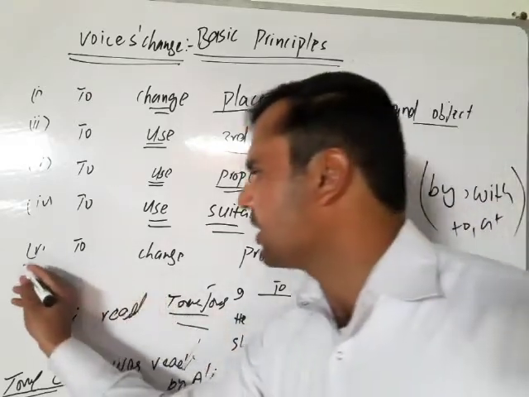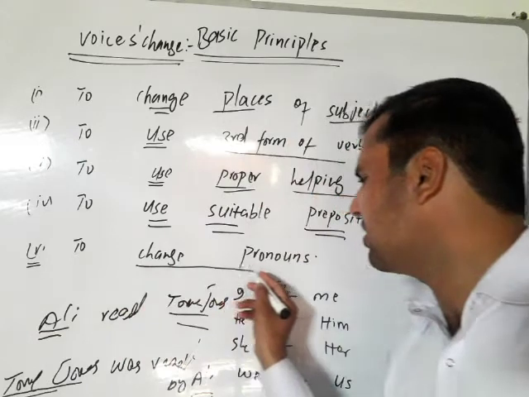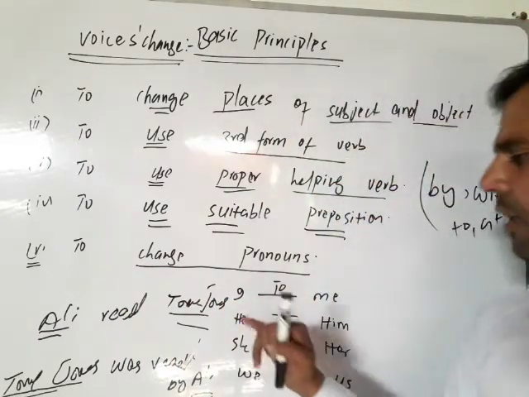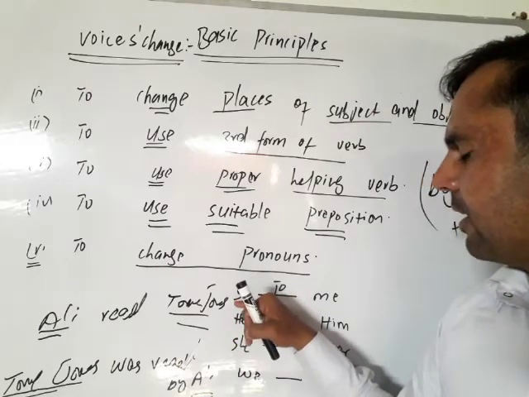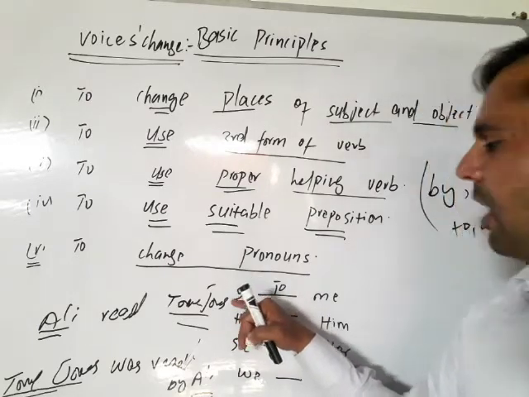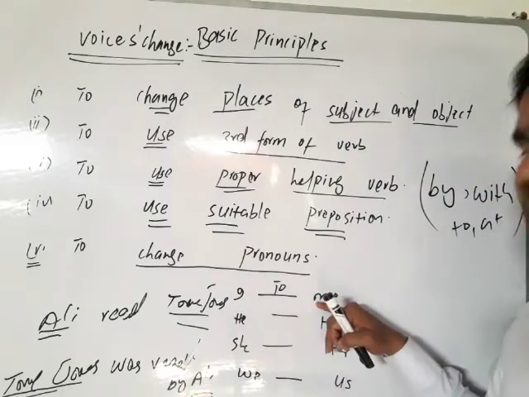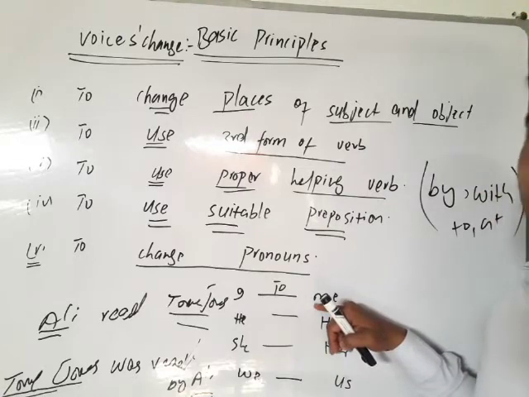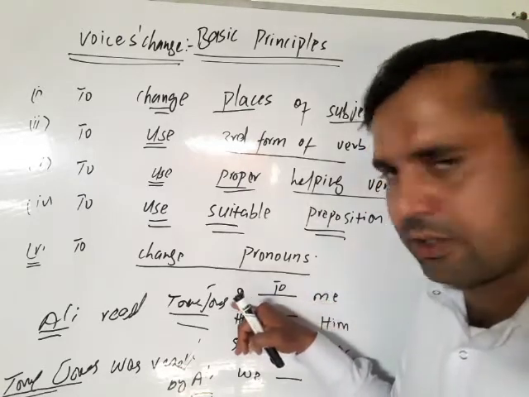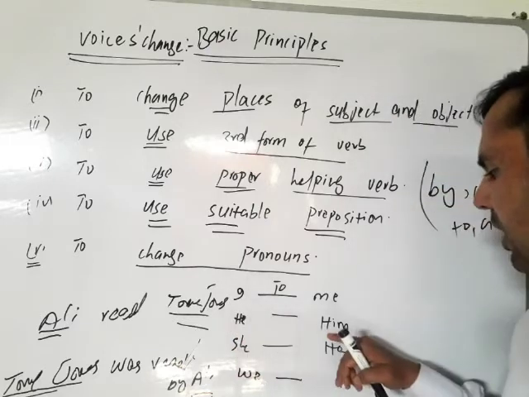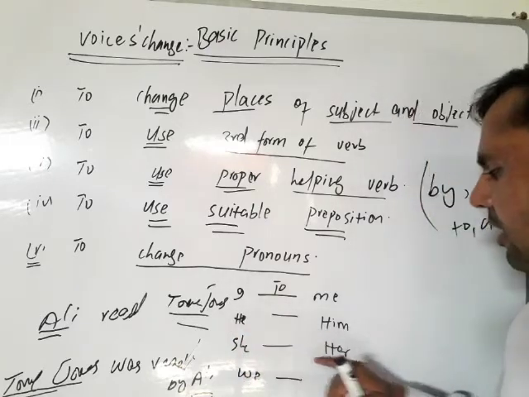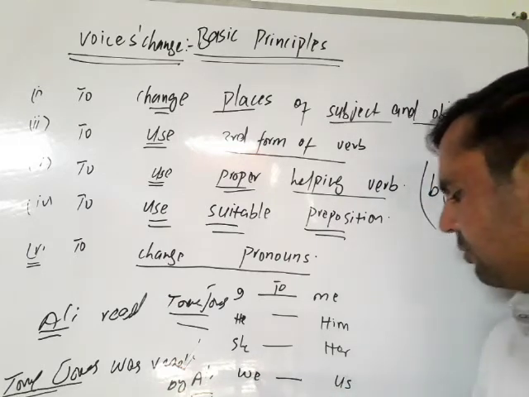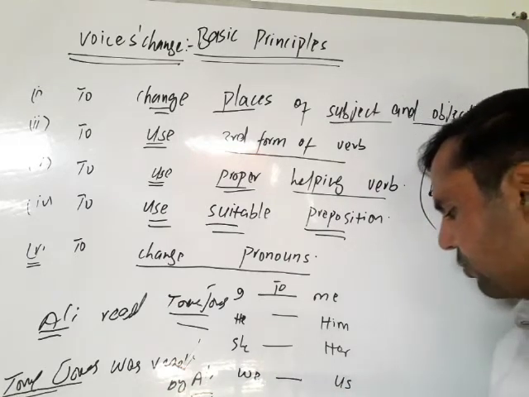Again, yet another principle is that we will have to change the pronouns. If we have a sentence of active voice and we have I, we will have to change this I to me in passive voice. If we have me in a sentence, we will have to change it to I, and we change he to him, him to he, she to her, and her to she, we to us, and us to we, they to them, and them to they, who to whom, and whom to whose.